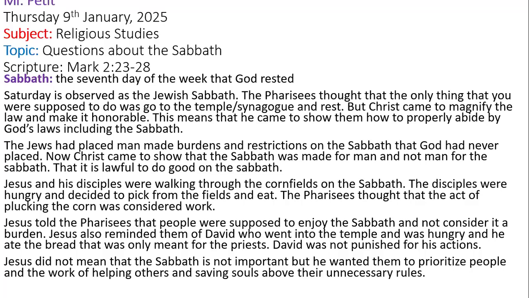Jesus did not mean that the Sabbath is not important, but he wanted them to prioritize people and the work of helping others and saving souls above their unnecessary rules. Very good.